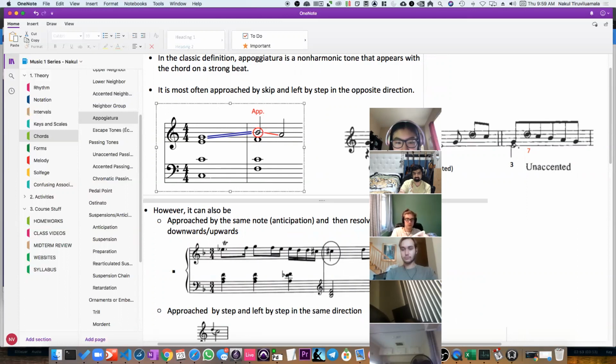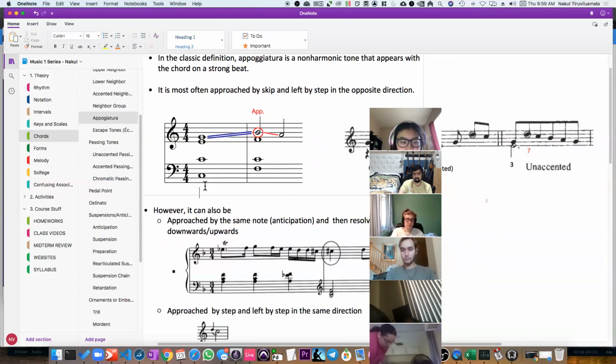Sorry, what do you mean by strong beat and downbeat? Okay, so strong beat, I guess downbeat, I'm referring to the first beat of each measure. So this right here is the downbeat, and this right here is the downbeat. Strong beat refers to the time signature itself.